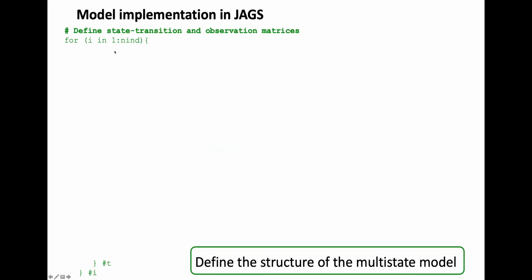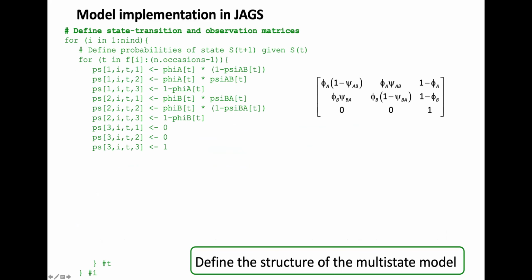Okay, how do we define the state transition and observation matrices, the big theta and the big omega or phi matrices? Again, we want to have them very general, so we go through a loop on individual and a loop on occasion, and we say, okay, PS, which is this matrix, you remember this matrix here, which gives you the probability of being in state Y at time t+1, given that you were in state X at t. And here we split survival, and we split this big probability into the survival and the transition.